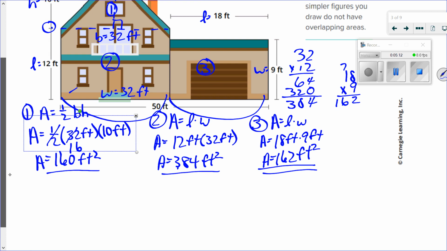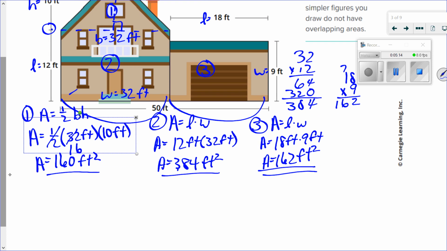I'm going to take those three numbers that I just found, 160, 384, 162, and I'm going to add them together. It gives me 706. So my total area, and don't forget your units, 706 square feet.